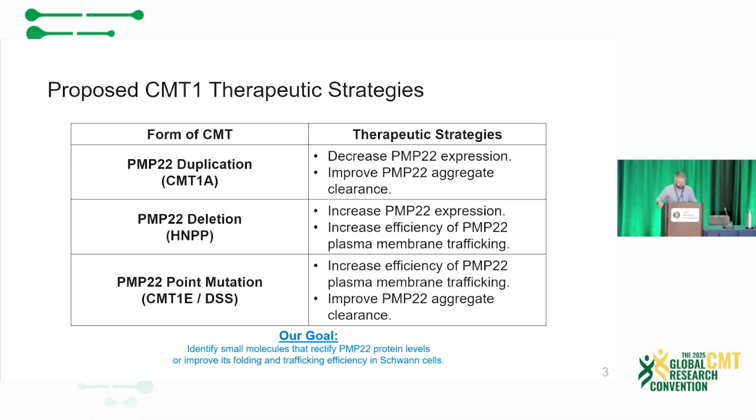And in the Sanders lab, we've been investigating a lot of different ways that we might be able to do so using a small molecule that either alters the expression of PMP22 outright or brings up the trafficking efficiency to the plasma membrane in the case of point mutant disease PMP22.